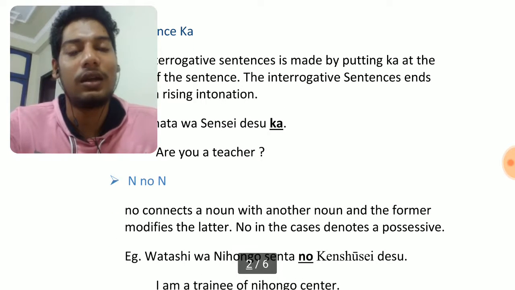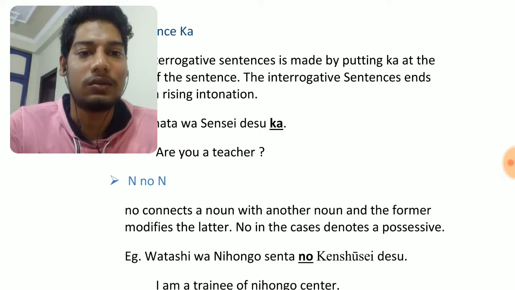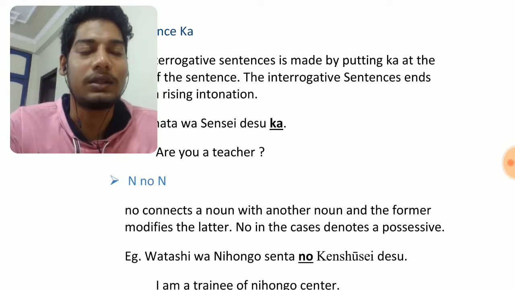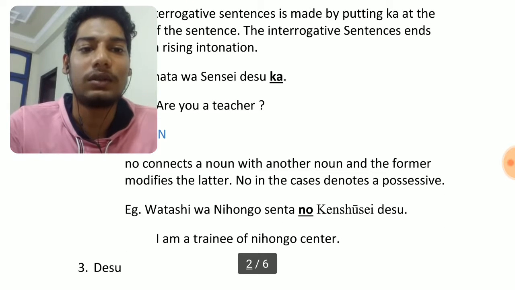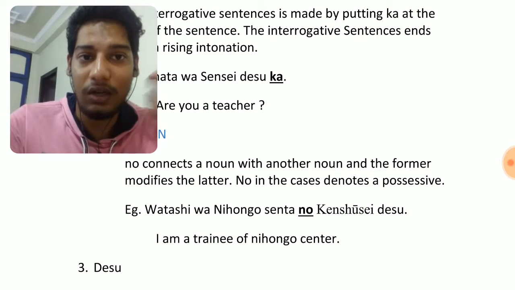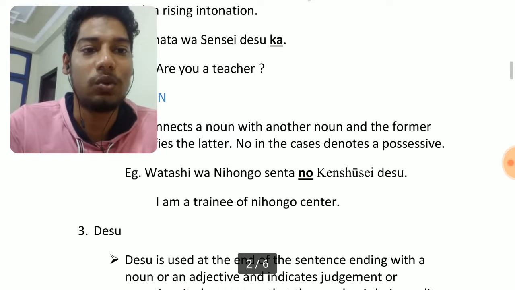Noun no noun. Here no connects belonging, as possessive. It denotes that a thing or person belongs to someone, or is possessive of the person. Like, I am a trainee of Nihongo Center: watashi wa Nihongo Center no kenshusei desu. Sorry, I am a trainee of Nihongo Center. So no tells the possessive belonging, that I am a trainee of Nihongo Center.